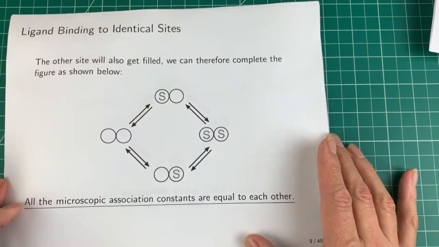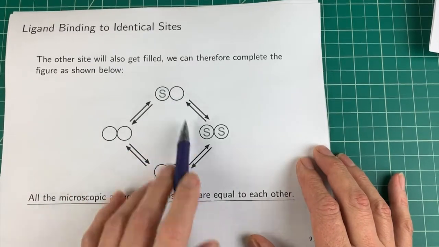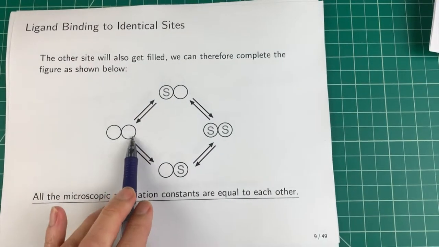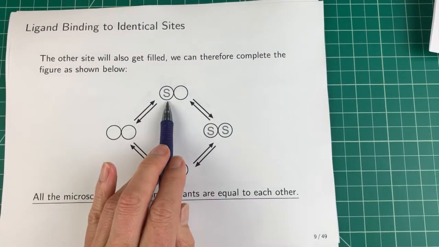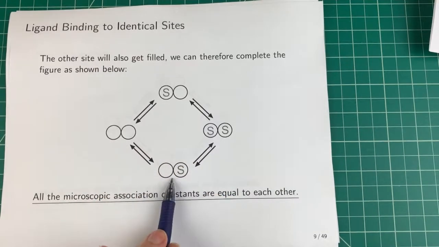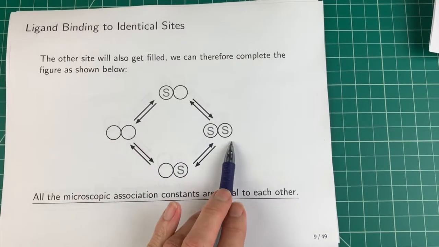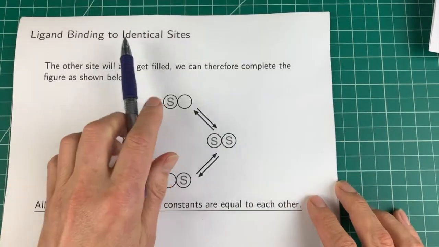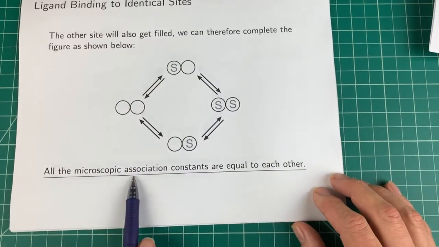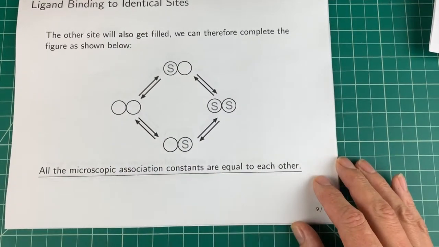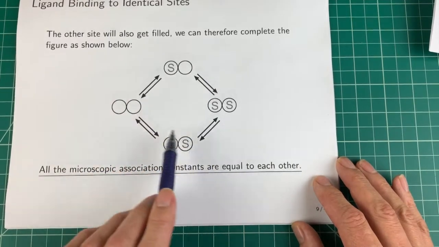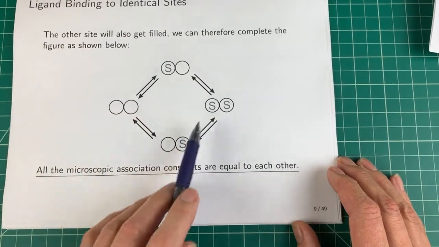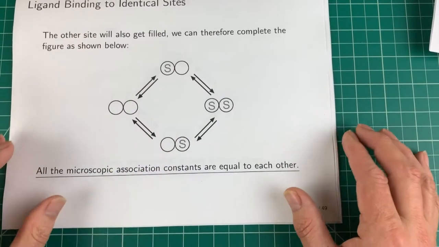Now, once the first site has been filled, of course, we can fill the other site, and so we can complete the figure like this. So here we have the fully empty dimer. You can bind one ligand, and then the other ligand can bind, or you can bind the ligand on the other subunit, and then fill in the ligand likewise. It's important to bear in mind, because we're dealing with identical sites, that all the microscopic association constants are equal to each other. So there's 1, 2, 3, 4 microscopic association constants. And because the binding sites are all identical, all the microscopic association constants will be equal to k.